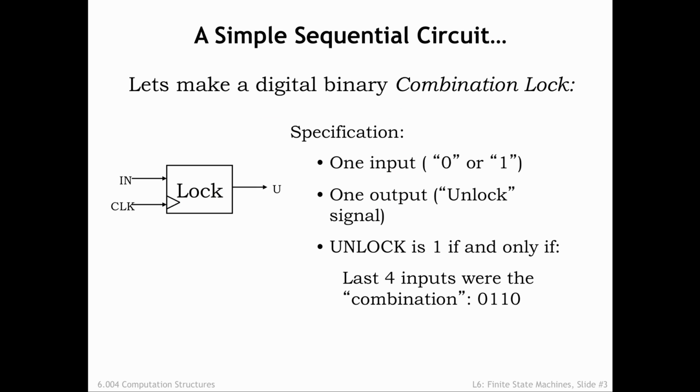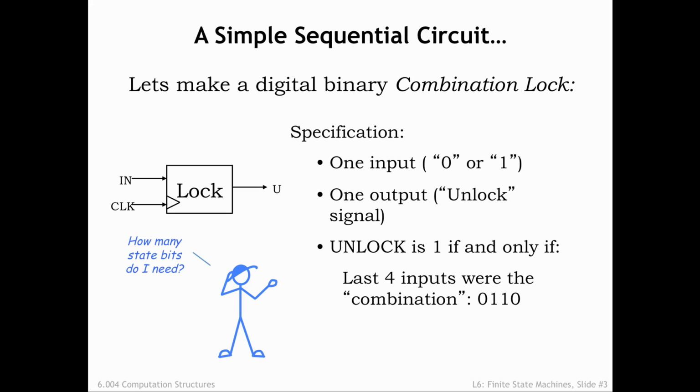As an example sequential system, let's make a combination lock. The lock has a 1-bit input signal where the user enters the combination as a sequence of bits. There's one output signal, unlock, which is 1 if and only if the correct combination has been entered. In this example, we want to assert unlock, in other words, set unlock to 1, when the last 4 input values are the sequence 0, 1, 1, 0.